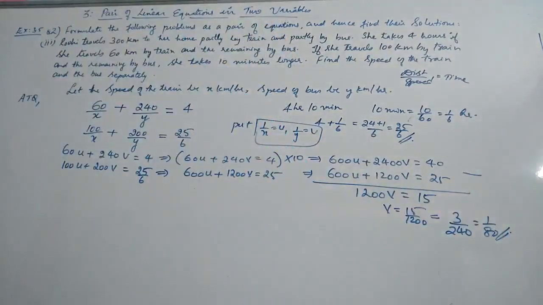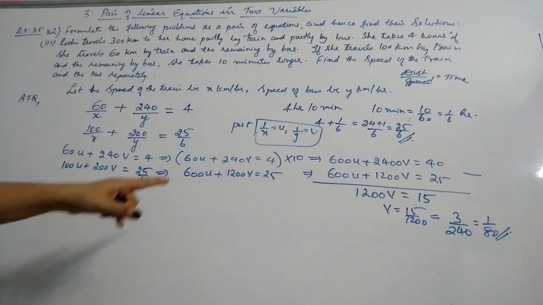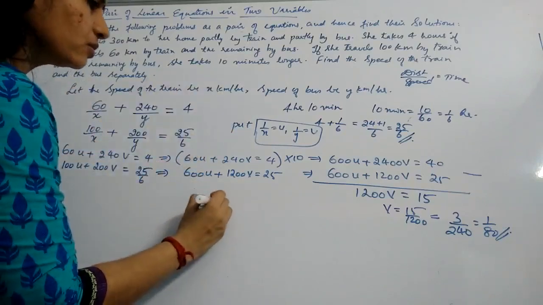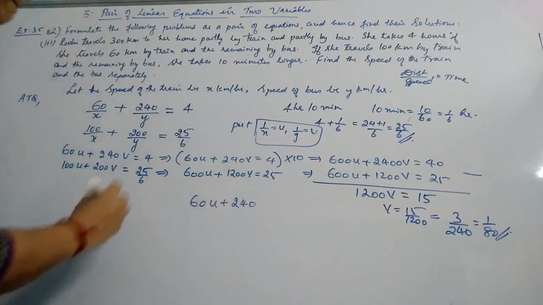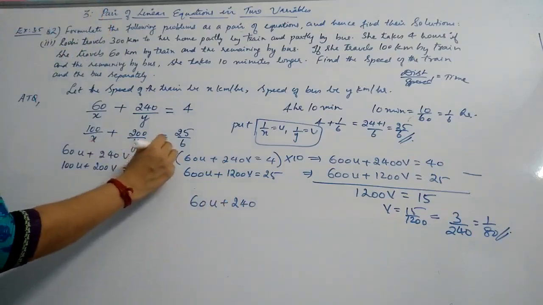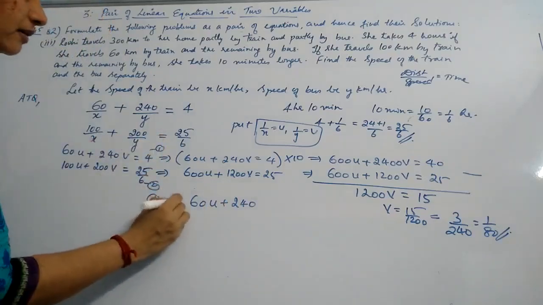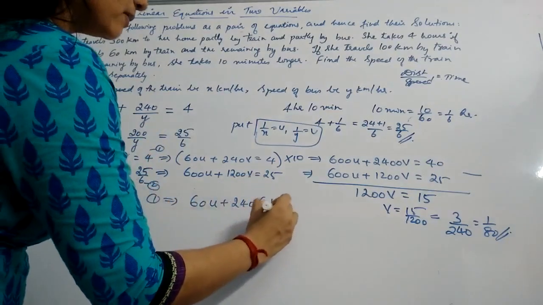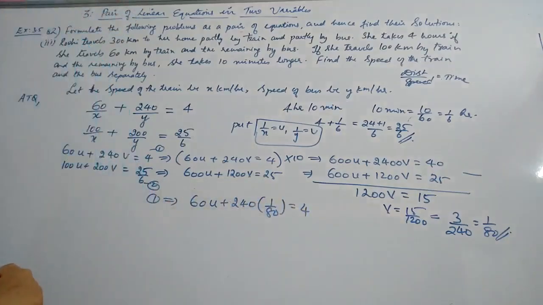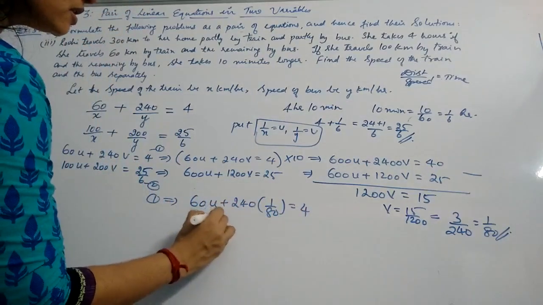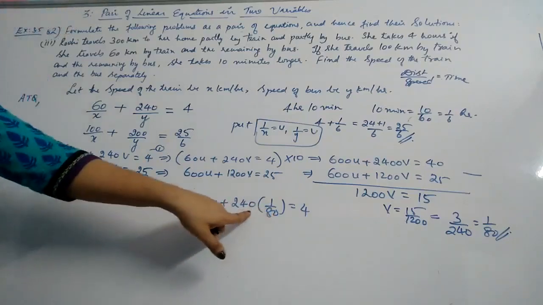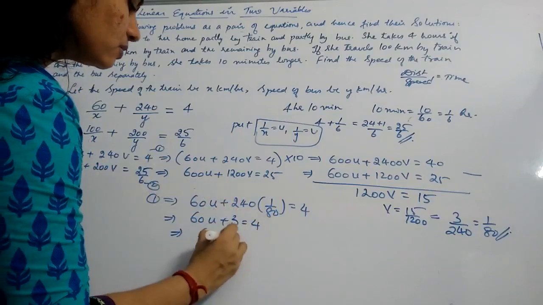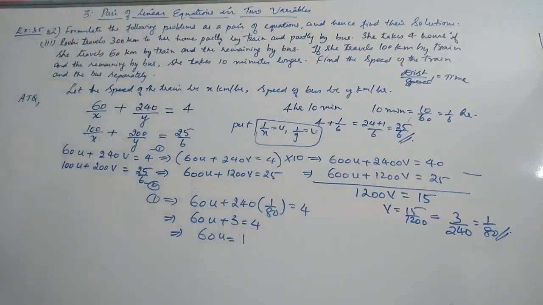Clear? Now what is u? You have to find out u. You can use any of the equations. Suppose I am using this 60u plus 240v. This is your equation number 1. We are putting in equation number 1. Equation 1 becomes 60u plus 240 times 1 by 80 is equal to 4. So this will give you 60u plus, how much is this? This is 3, is equal to 4. So will give you 60u is equal to 1, or u is equal to 1 by 60.